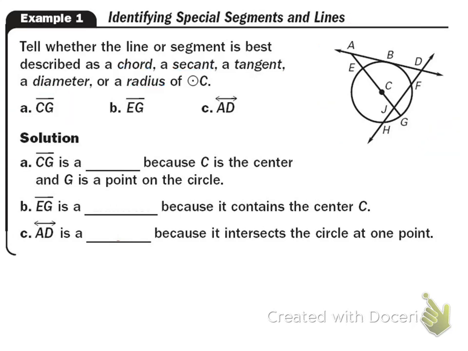Segment CG. Segment CG begins here at the center and goes to the edge of the circle. Anthony, what is segment CG? A radius. Segment CG is a radius of this circle. Because it began at the center and went to a point on the circle, it is a radius. Okay? Segment EG. Segment EG is this segment that begins at point E and ends at point G. Miranda, what is segment EG?